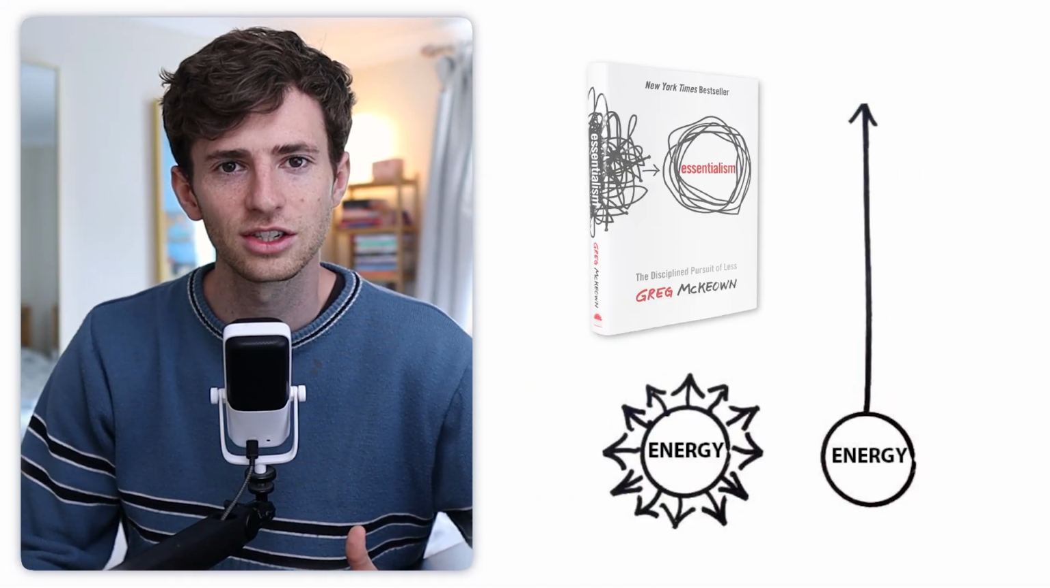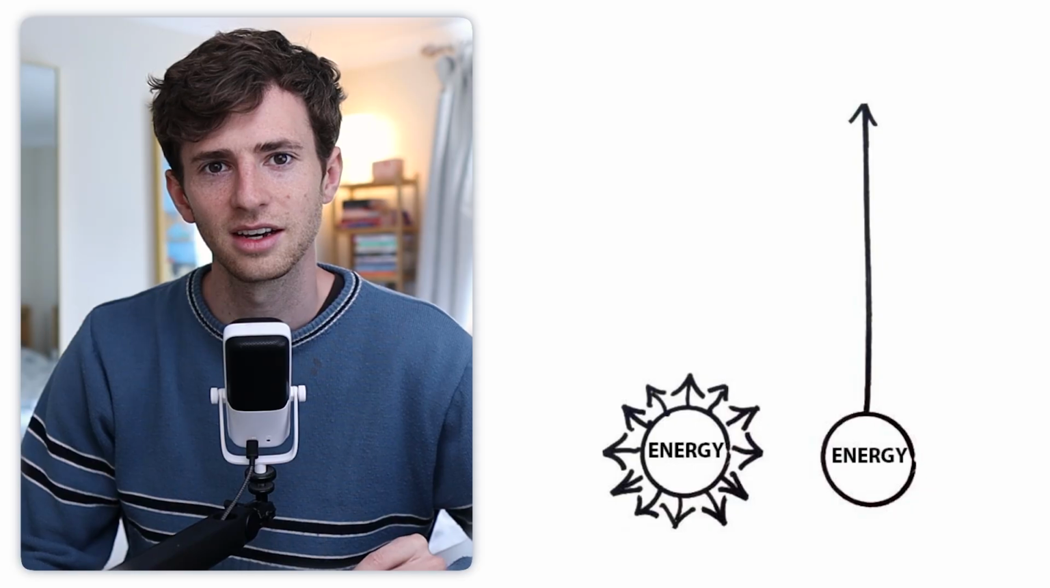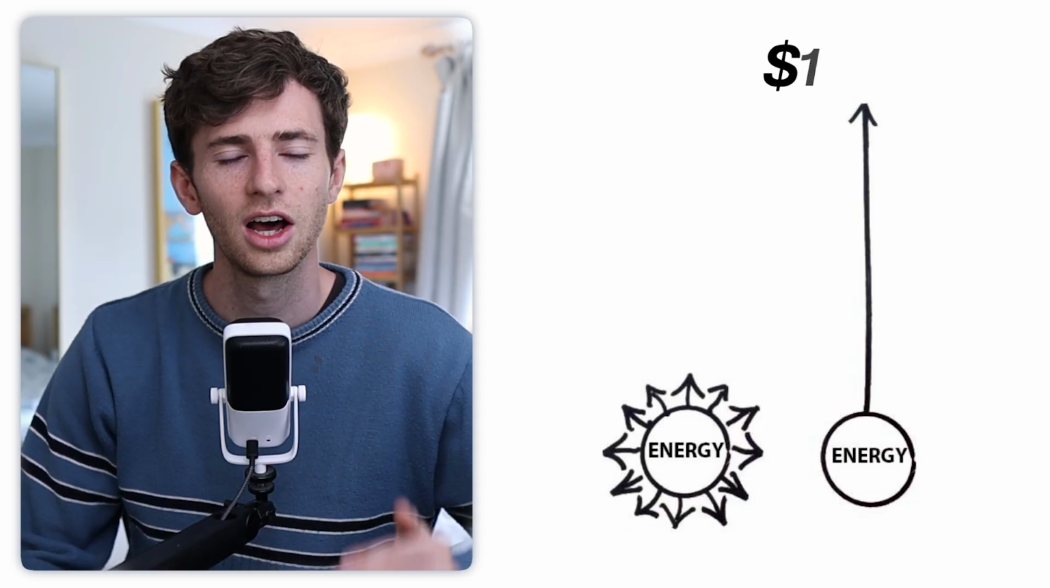And inside the program, we talk a lot about this diagram, the energy diagram from the book Essentialism by Greg McKeown. And at the top of that right-hand side of the diagram, we want to put $100,000.